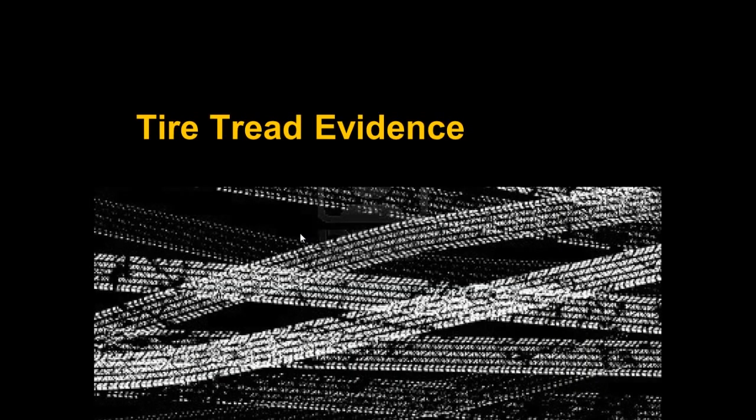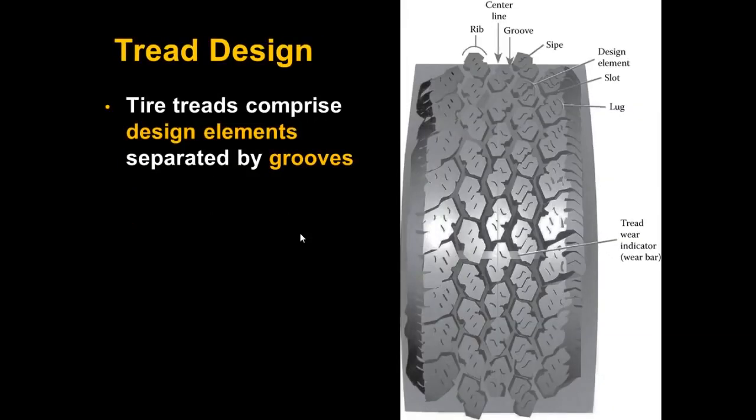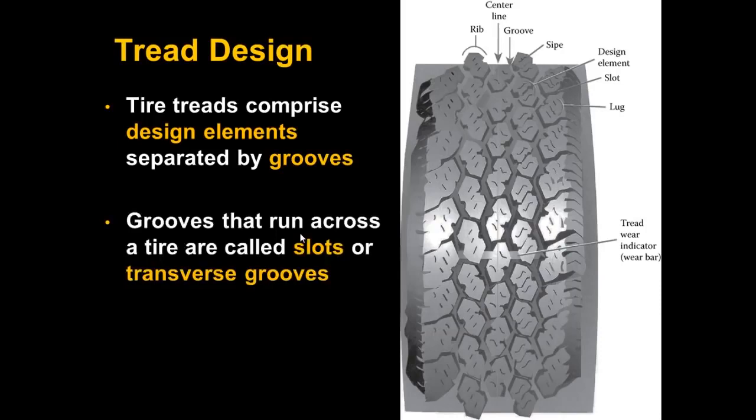So let's talk about some of the things you can analyze and learn from tire treads. This is a list of some of the main pieces of information that forensic investigators can learn from analyzing tire treads. You can determine tread design, the type of noise treatment the tire has, tread wear features, and any other individualizing characteristics the tire tread may have. When I say tread design, I'm talking about the design features that make up the pattern of the tire. These design elements are separated by grooves in the rubber that run across the tire. These grooves have a few names, including slots or transverse grooves.